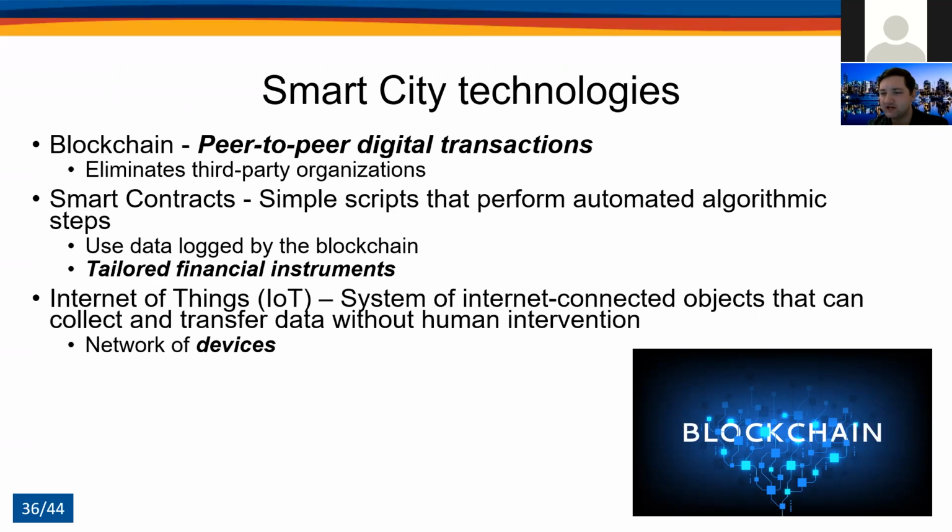There's also the idea of smart contracts, which are a separate technology from blockchain, and they predate blockchain by 10 years or so. These smart contracts are simple scripts that perform automated algorithmic steps using data logged by the blockchain. Now, smart contracts extend the use case of blockchain beyond money, and now they can be used for tailored financial instruments, which we'll talk about here in a sec. And the last piece that connects it all together is the Internet of Things, or IoT, which is a system of internet connected objects that can collect and transfer data without human intervention. Really just a network of devices here.